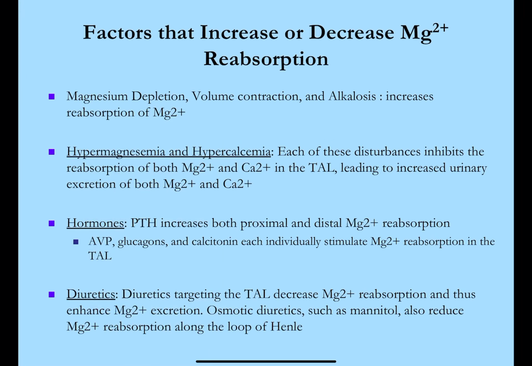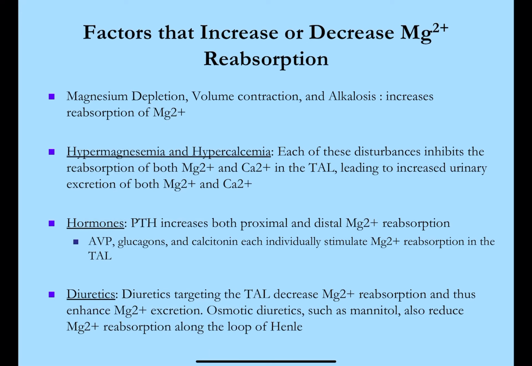And then diuretics targeting the TAL specifically will decrease magnesium reabsorption. So these patients, in addition to having issues with phosphate and potassium, will have issues with magnesium. The other ones, especially the osmotic diuretics, are going to reduce magnesium reabsorption, so they can pee it out as well. If you look at these, you can reason them out, right?